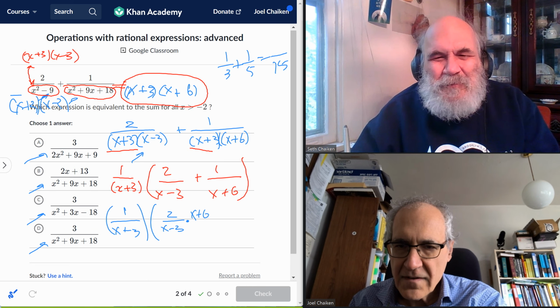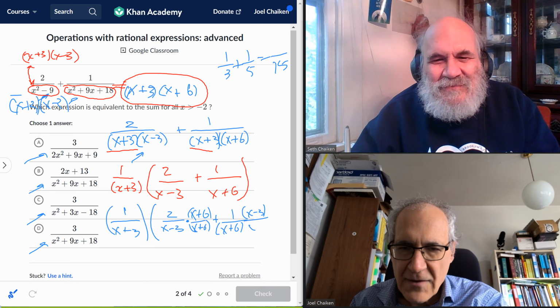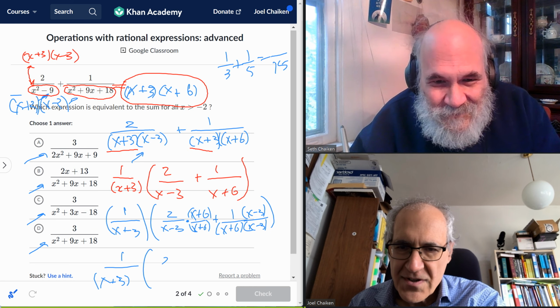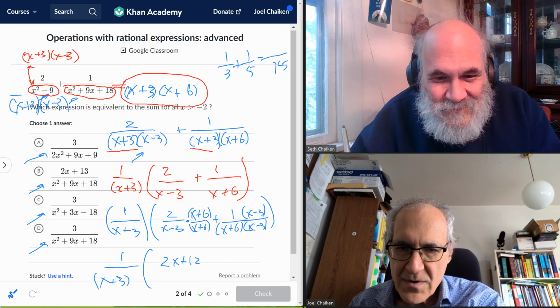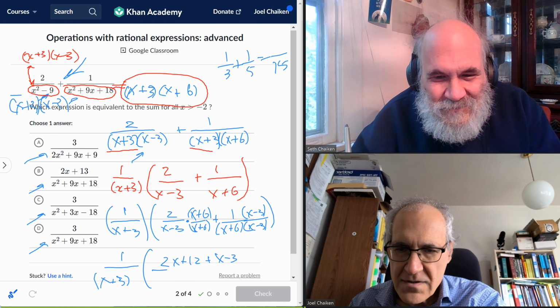So let's calculate this out. Times x plus 6 over x plus 6, plus 1 over x plus 6, and then x minus 3. Here, I wouldn't cut corners. I would invest the time, because you want to get the question right. Now, I guess we could cut corners here. This is 2x plus 12. Notice there's no minus sign. Plus x minus 3, divided by x minus 3 times x plus 6.